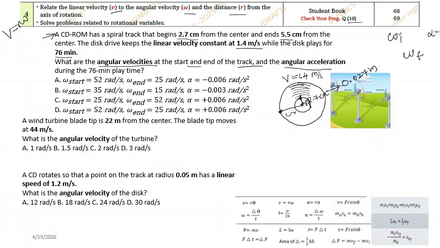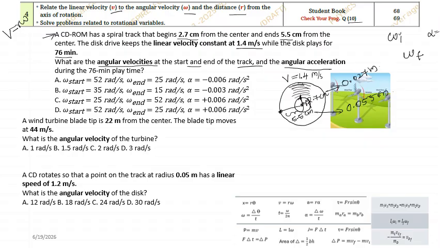Now similarly, when the CD has completely rotated, it will be reaching this particular point. The radius they have mentioned, how much will it be? It will be 5.5 centimeter, which means it will be 0.055 meter. Now, which equation are we supposed to use? They have given only two quantities, one is radius, another one is v.